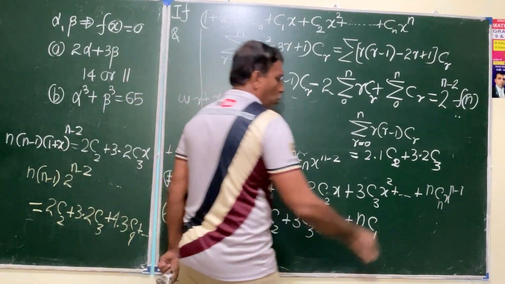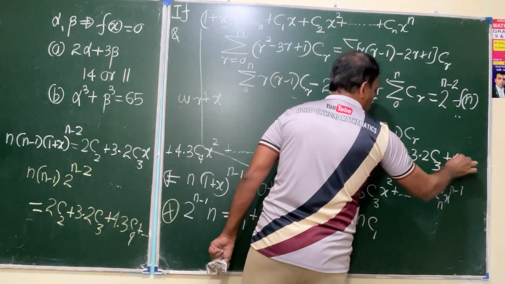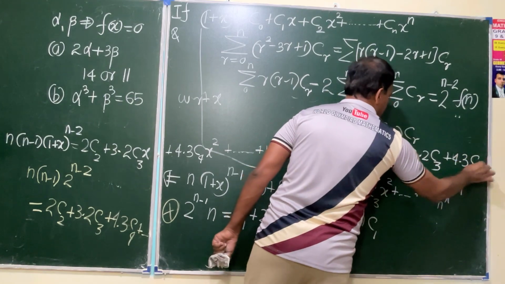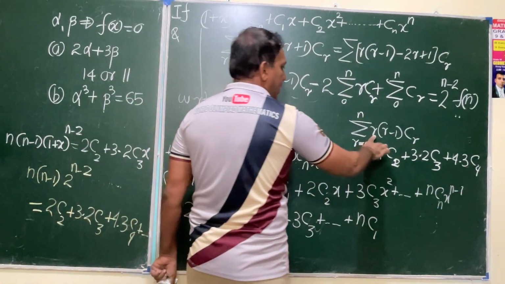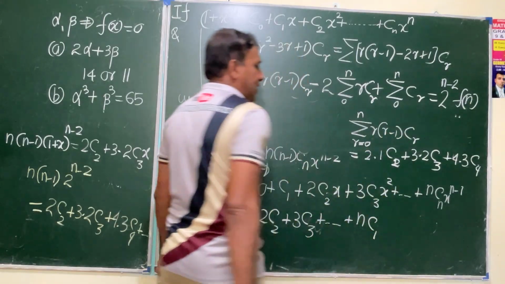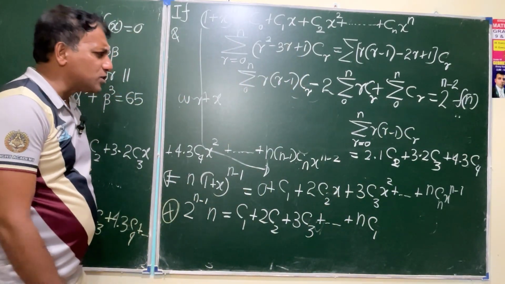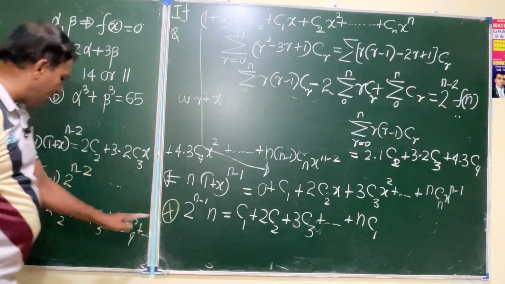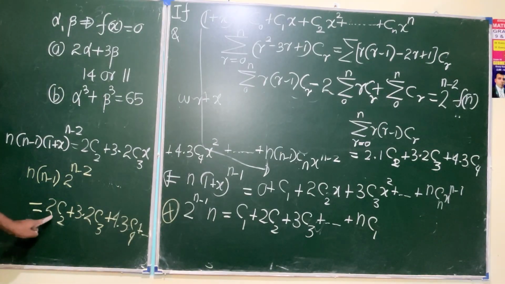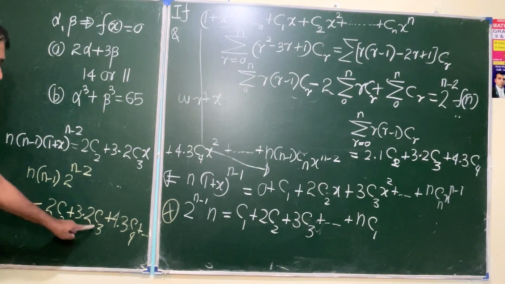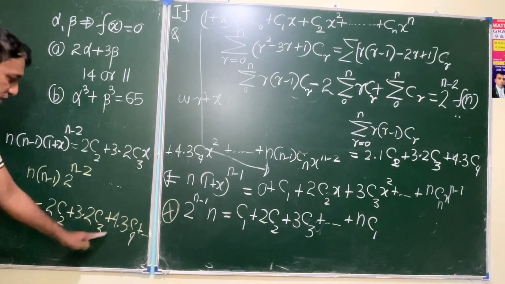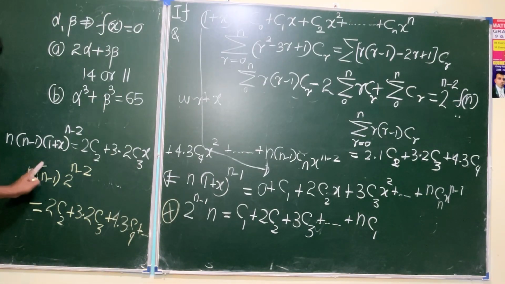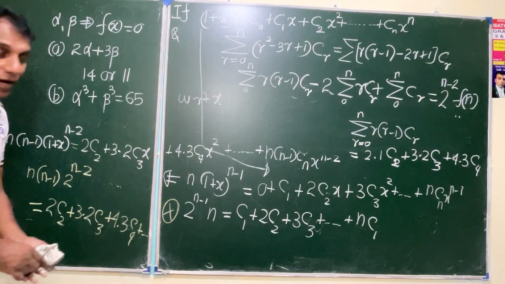Put r for 4, 4 plus 4 into 3 into C4, and so on. Put r for n, n into n minus 1 Cn. So what is the answer of this? See the problem: 2 into 1, 3 into 2, 4 into 3. So that answer is n into n minus 1, 2 to the power n minus 2, right?